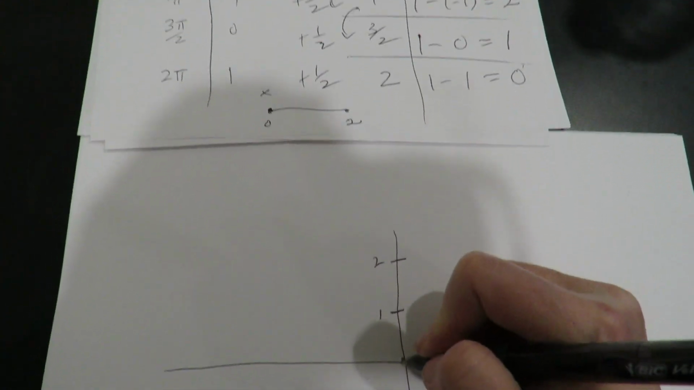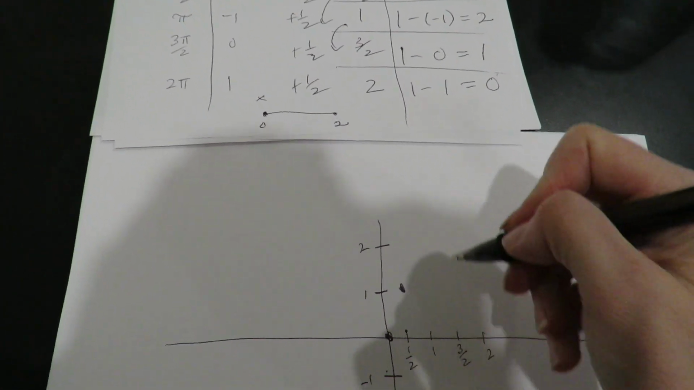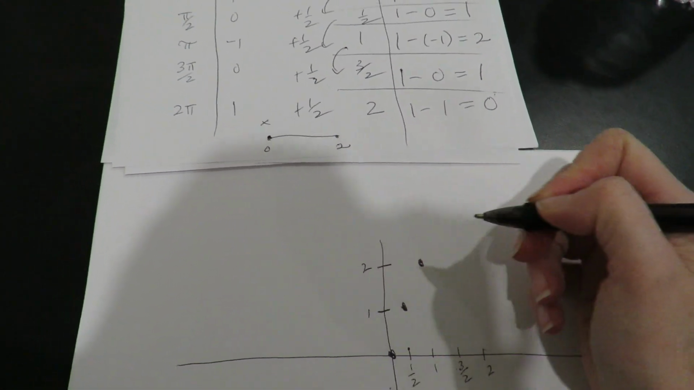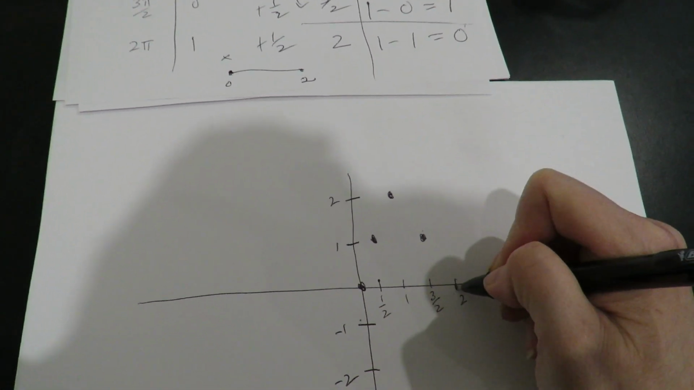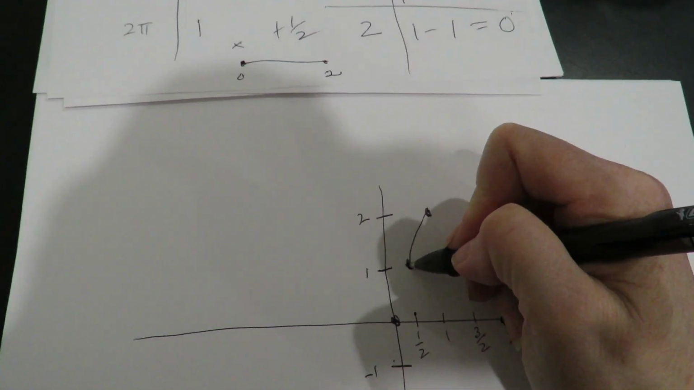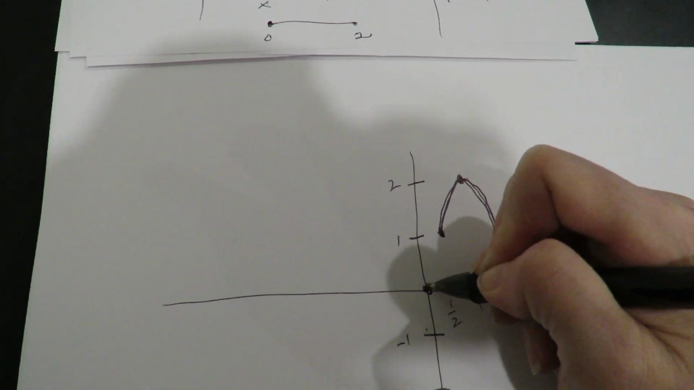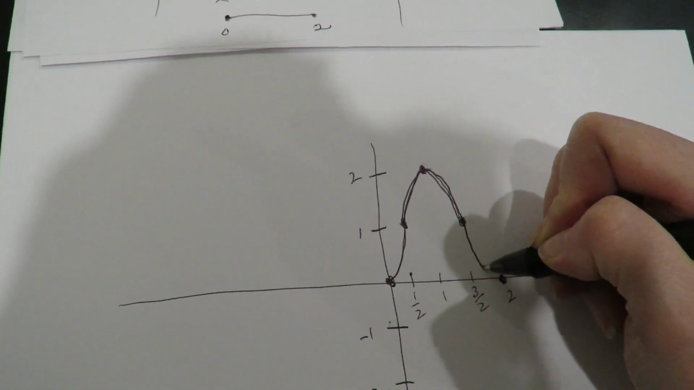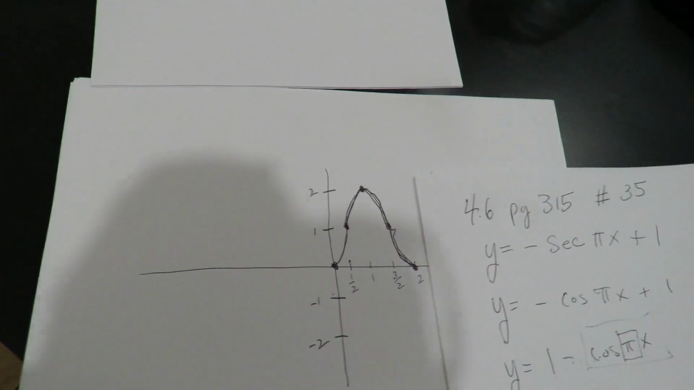Okay, so 0 is 0, 1/2 is 1, 1 is 2, 3/2 is 1, and then I go back to 0. Okay, concave down here, concave up here, concave up here. So I just want you to take a minute to put it together in your brain.